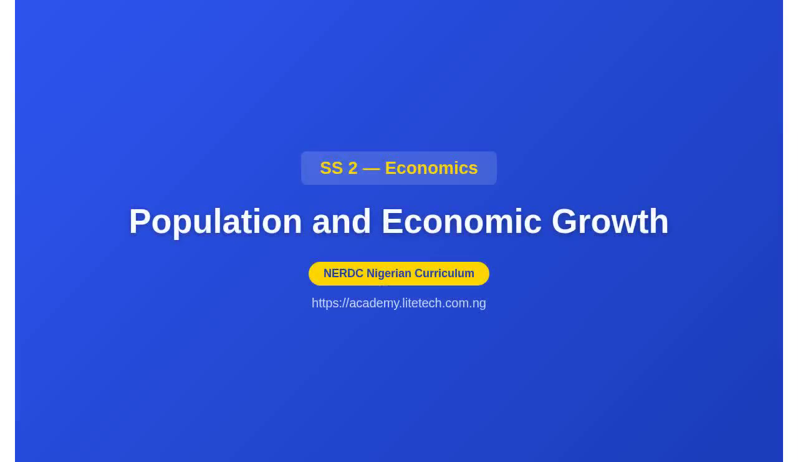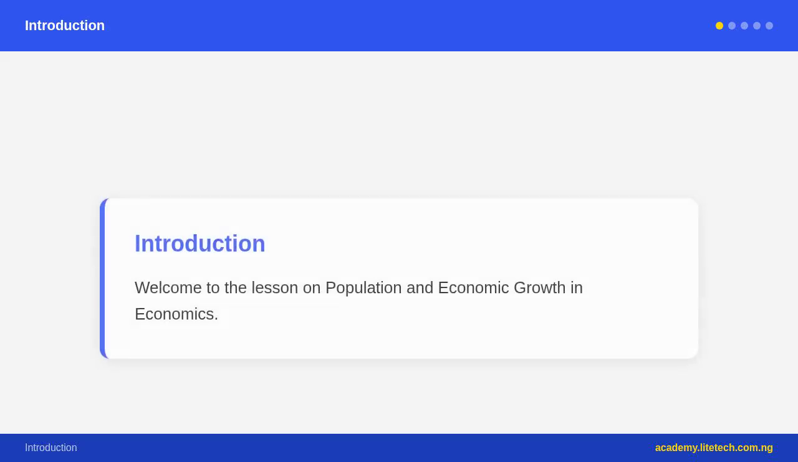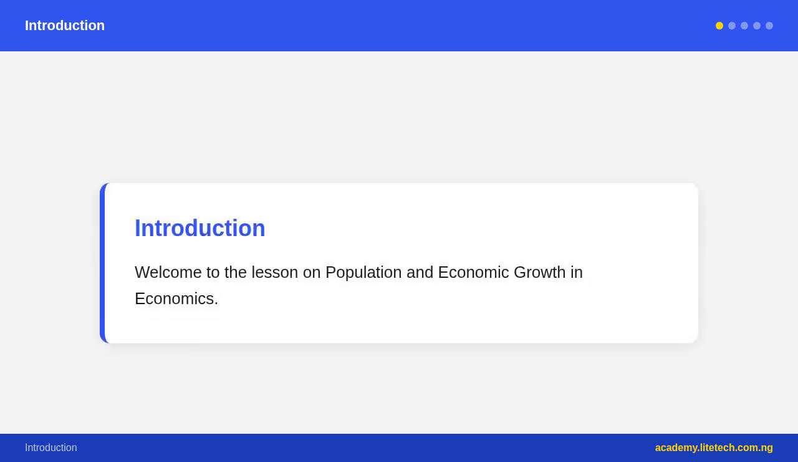Welcome to SS2 Economics. Today we explore the relationship between population and economic growth. Nigeria has Africa's largest population, over 220 million people. Is this a blessing or a burden? The answer lies in understanding how population interacts with economic output, employment, resources, and policy.